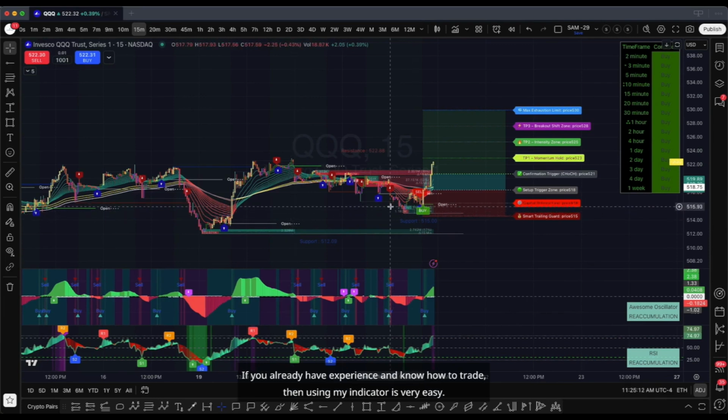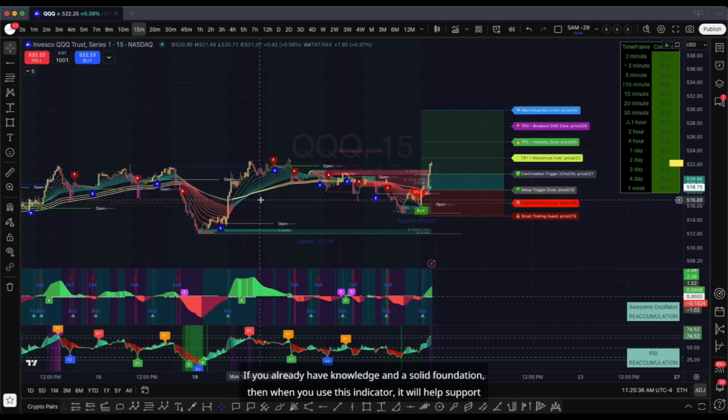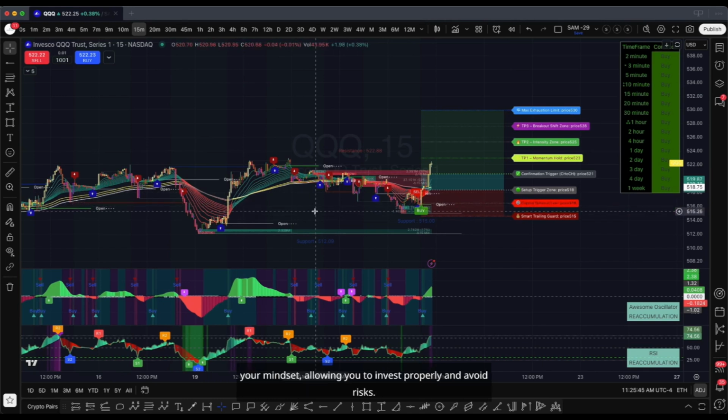If you already have experience and know how to trade, then using my indicator is very easy. But if you don't know how to trade yet and need to learn, you should use it for at least a month. In here, there are details that you need to start remembering the concepts in those details. Gradually, as you learn and gain experience trading, you will slowly understand more, and only then will you become proficient at trading. If you already have knowledge and a solid foundation, then when you use this indicator, it will help support your mindset, allowing you to invest properly and avoid risks.